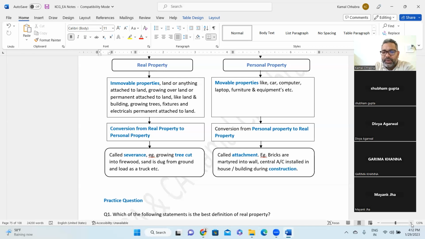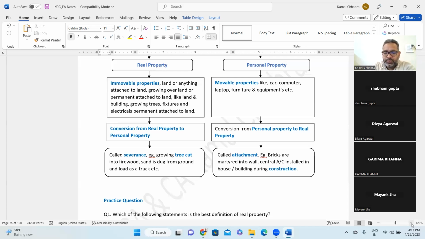So for example, bricks are mirrored into a wall, or a centralized AC installed in the house or building during the construction. Till the time it is a centralized AC, it's a separate unit, it is personal property, but the time it is permanently fixed and installed in the building, then it becomes real property. So that's how conversion from real property to personal property is possible, and personal property to real property is also possible. Any doubt here?